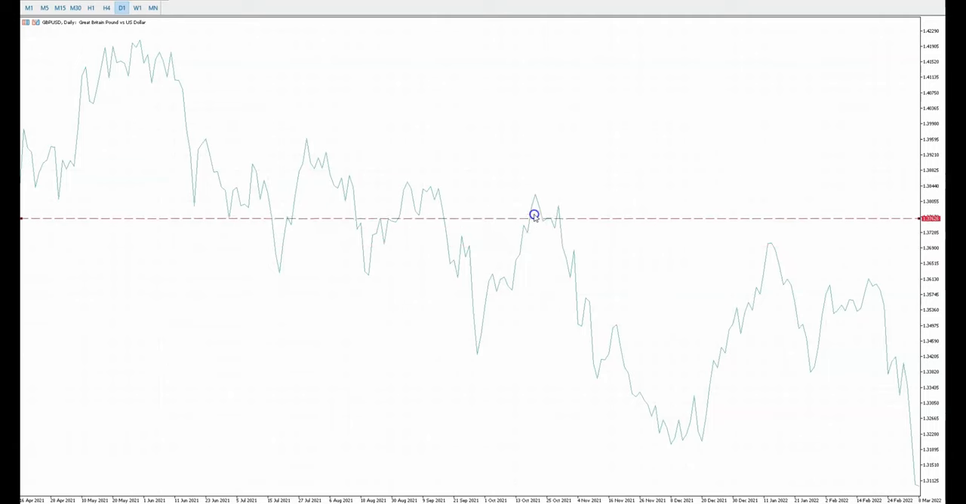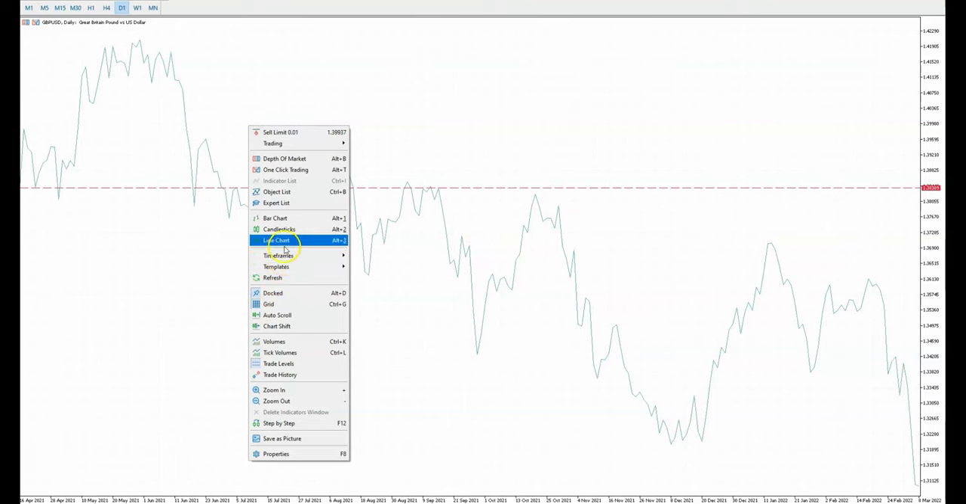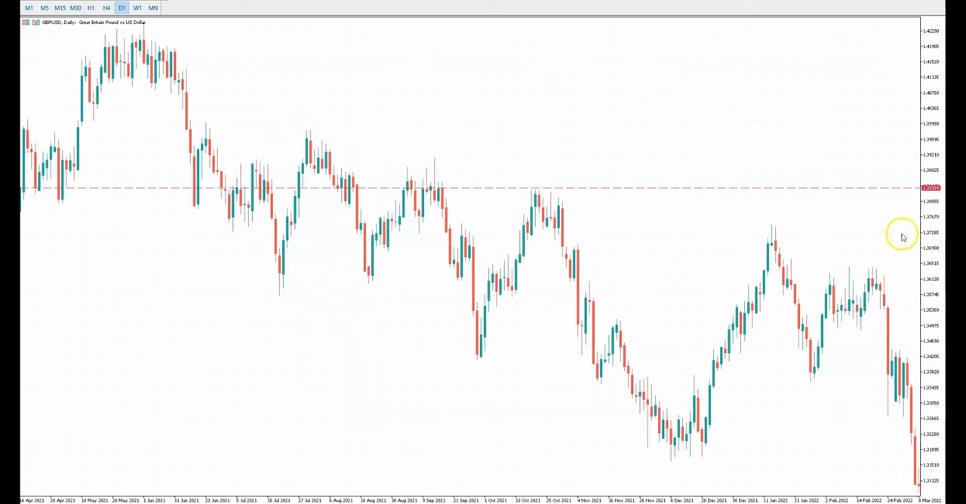So in this case here, this will be support, and then we'll go back to candlesticks, and you can see here this too is also a good area of resistance, or support in this case over here, right? So both ways are correct. Both ways possibly spot different levels overall, but both ways are correct, okay?